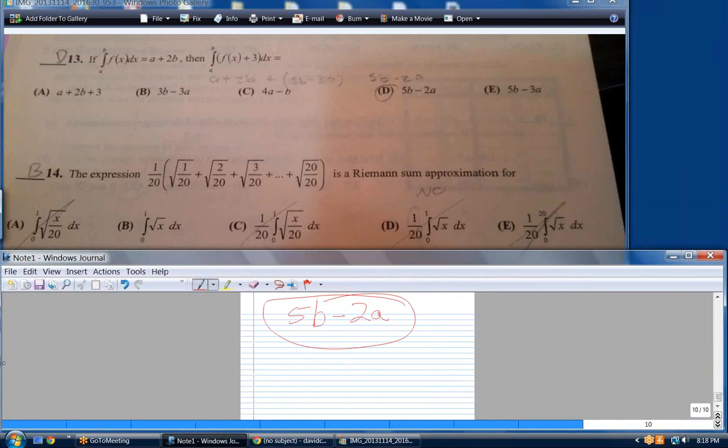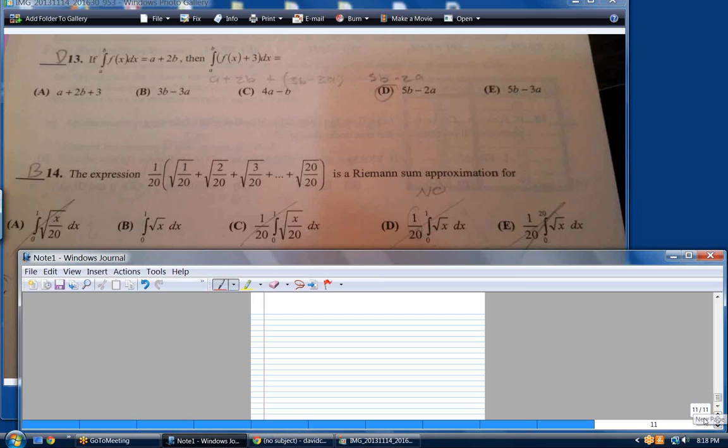I ended up kind of getting an answer after looking at the answer and just reasoning it within my head, but I want the actual explanation of it. Okay. Let me take a look here. Well, one way I can write this in sigma notation is 1 over 20 times the sum of the square root of x over 20 as x goes from 1 to 20. Right?